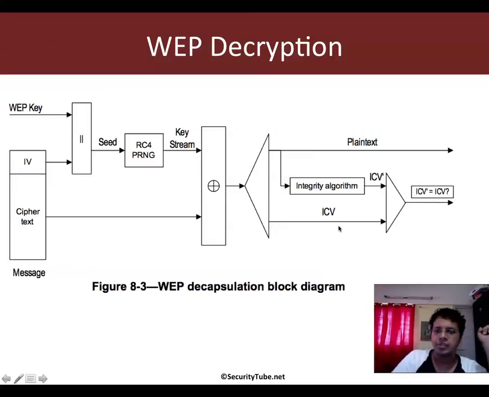So now the receiver does 2 things. It takes the plain text and calculates an ICV for the plain text by itself, and then it also looks at the ICV which is within the packet after decryption. It compares both of these, and if both the values match, it knows that the data integrity is absolutely okay and the packet data has not been tampered with in any way, right? So this is basically how the decapsulation or the decryption works for WEP.